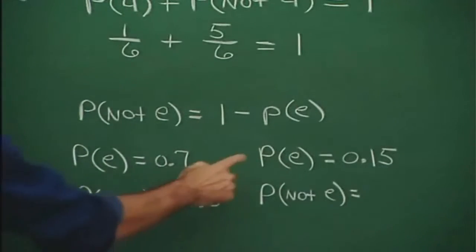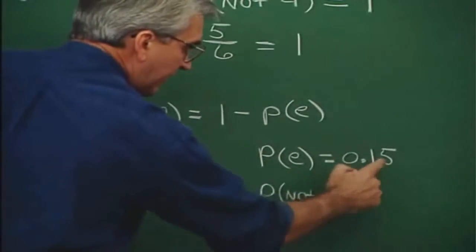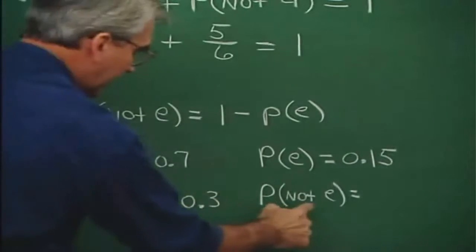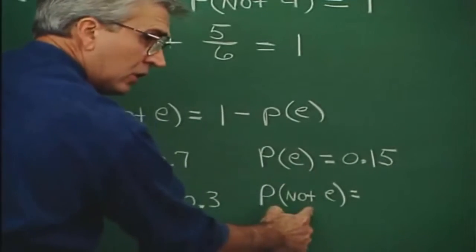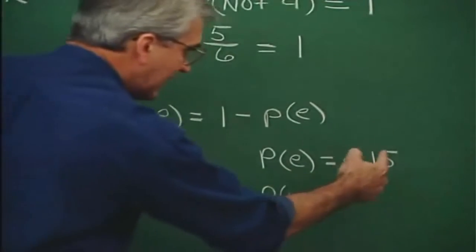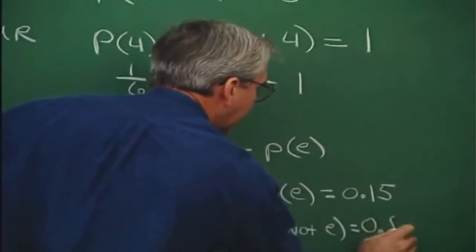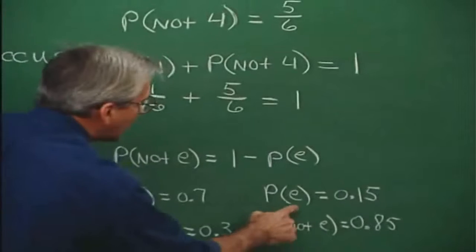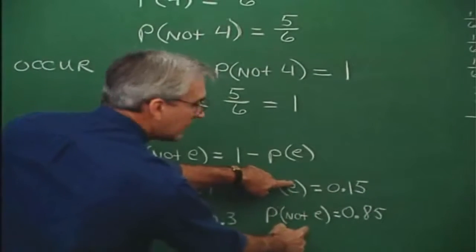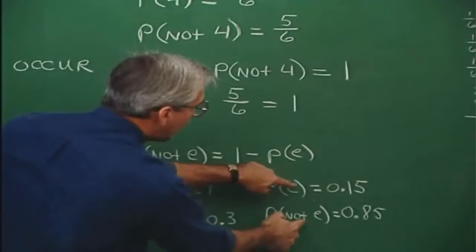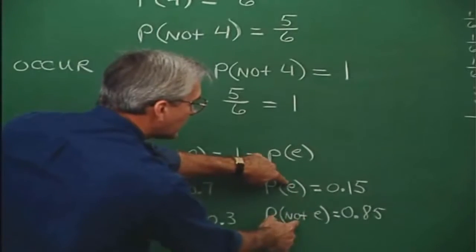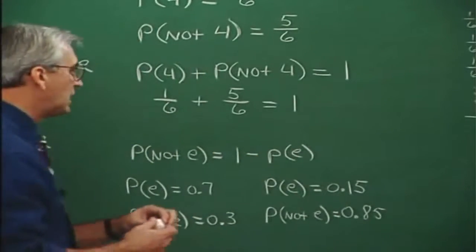In a similar way, if the probability of an event is 15/100ths, then the probability of not that event would be, let's see, 1 minus 0.15, or 0.85. Now I could swap, this could be not E and that could be E. You see, it just turns out that the sum of the probabilities of those two must end up being 1.